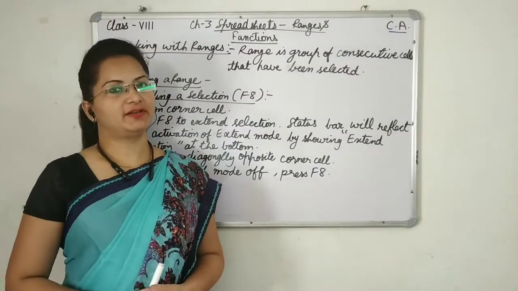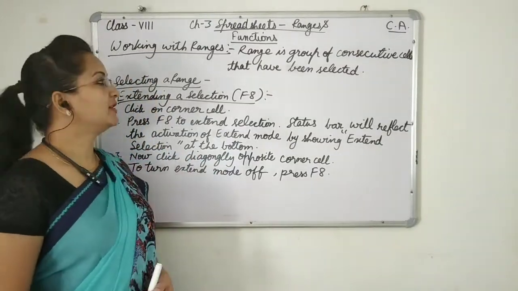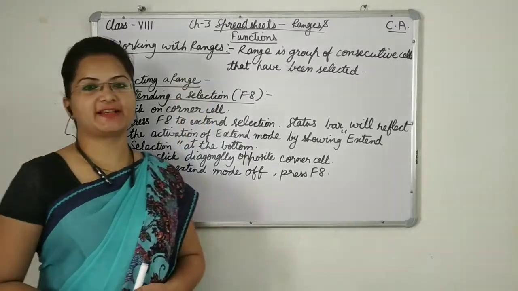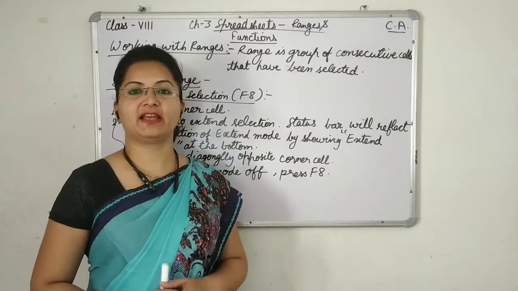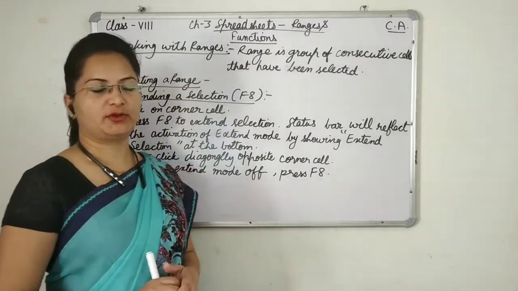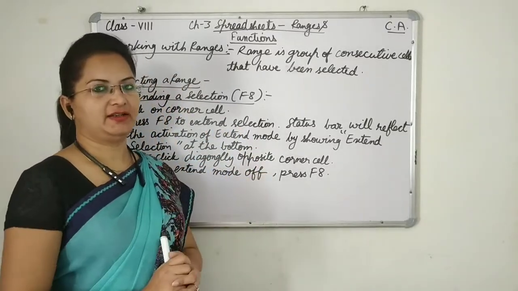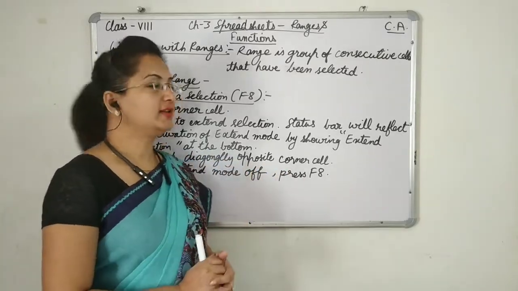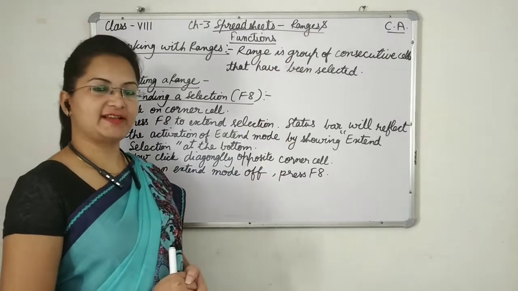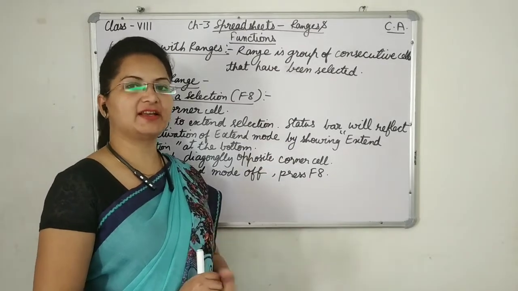Now students, we will learn to work with range. Range means a group of cells. When we select many cells, a group of cells in consecutive order, those cells will be in consecutive order, that means one after the other. Then we can select those cells. Now how to select? By dragging the mouse.